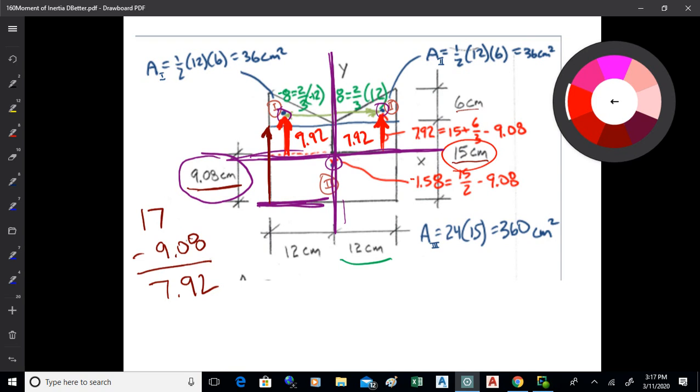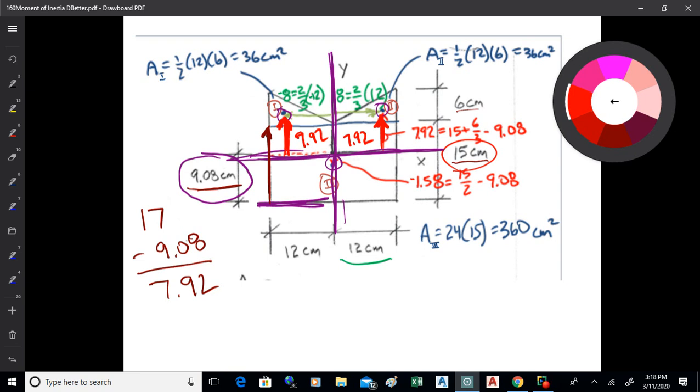So what I'm doing there, I'm finding a reference point that I can measure all those points from. I'm using the base of the rectangle because I know the neutral axis is 9.08. So from the base of the rectangle to the neutral axis is 9.08. From the base of the rectangle to the centroids of those two triangles is 17. So I know the difference is 7.92.